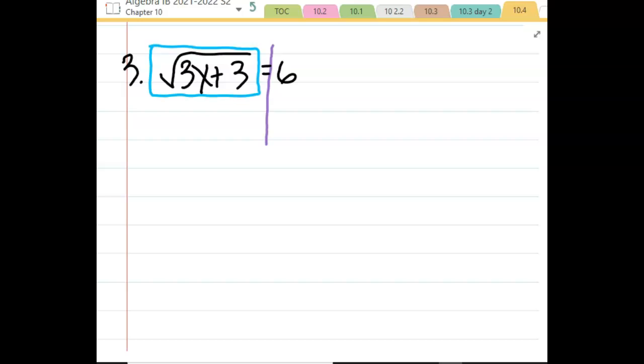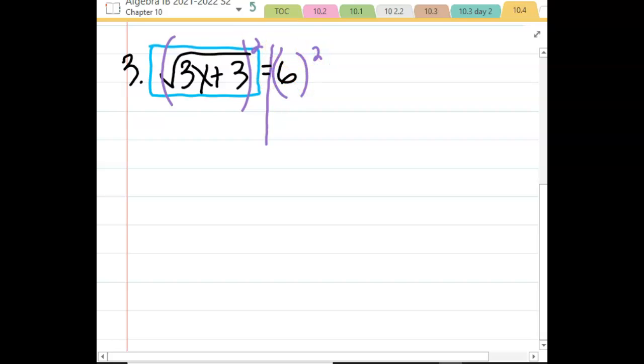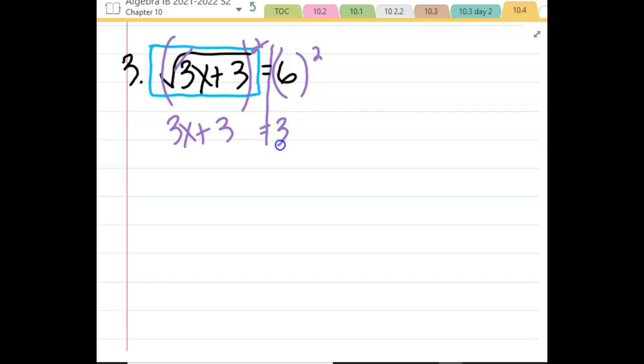So if I can't take any of these out from underneath the radical, my next step is to get rid of the radical, to get rid of the square root. So for this one, my first step is actually going to be to square both sides. Just like the other ones, the square and the square root are totally gone. All that's left is what was underneath, which is 3x plus 3. And on the right-hand side, 6 squared gives me 36.